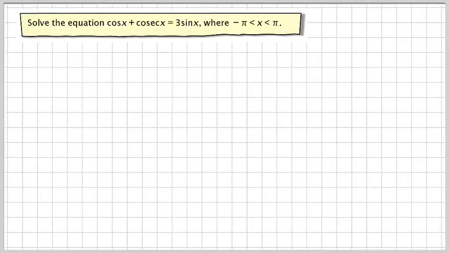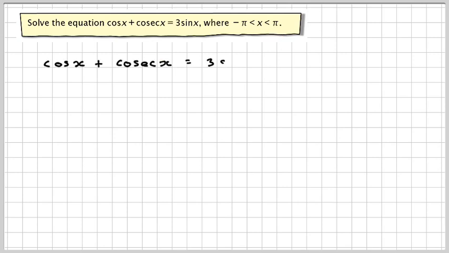Hi, I'm going to do solving a trig equation. It's quite a difficult one for A-level maths. So, solve the equation cos x plus cosec x is equal to 3 sin x, where x is between minus pi and pi.